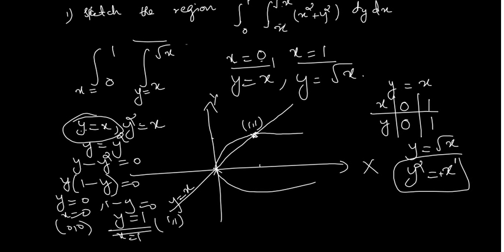So which is the region? The region is the region common to both these curves. Again, x is equal to 0 and x is equal to 1 are also there. What is x is equal to 0? It's the y-axis. So this is x is equal to 0. And x is equal to 1 is a vertical straight line through this point 1, 1. So the region is between these two vertical lines and between this parabola and the straight line. So this is the region. This is the region of integration.